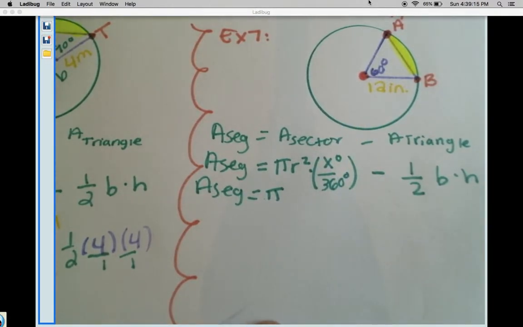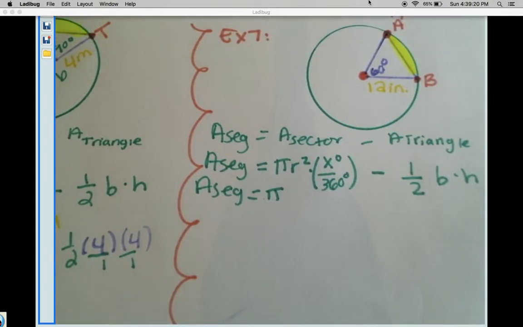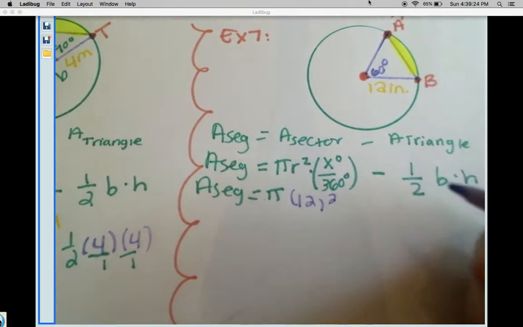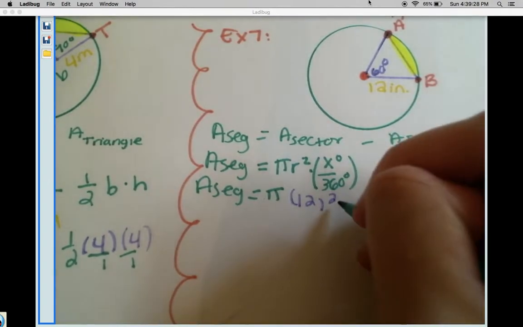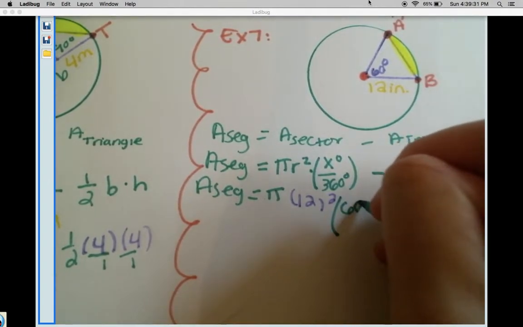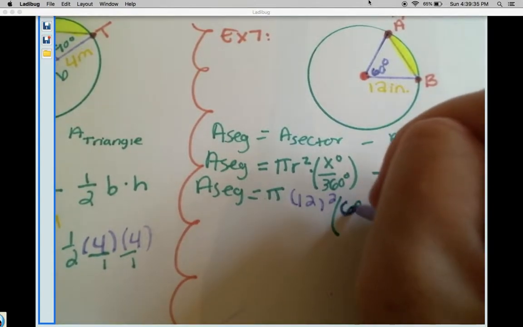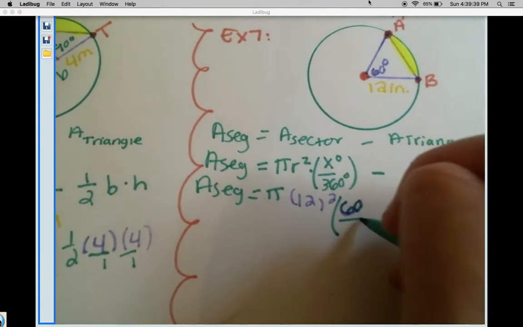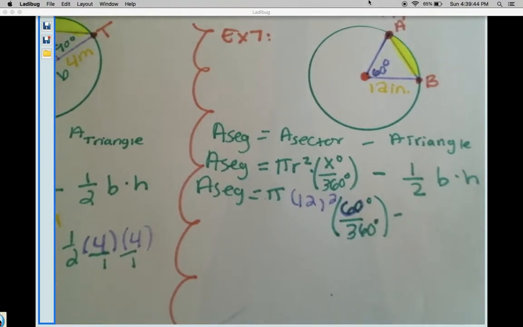So this will be 12 inches squared. So 12 squared, which I'm going to write in purple to stay consistent, times my central angle, which is 60 degrees. So 60, oh, I should use purple. Jeez, Miss Long, I'm trying to be consistent in my colors. So 60 over 360 degrees minus the area of my triangle.